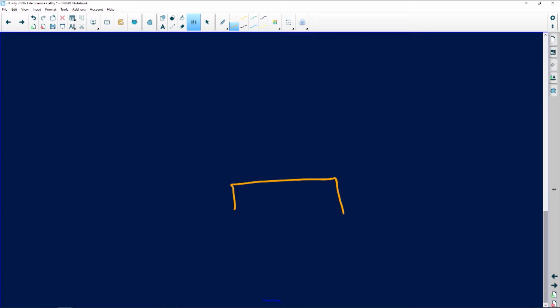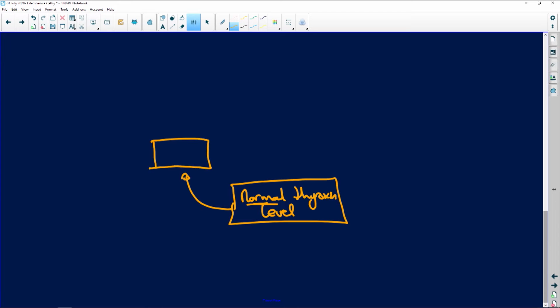Here we go. So that will be our point. This is our normal thyroxine level. Okay, this is normal. Now what happens? We go, zhoops, and because they said when the level is high, the thyroxine level increases. Okay, so now it's going up.